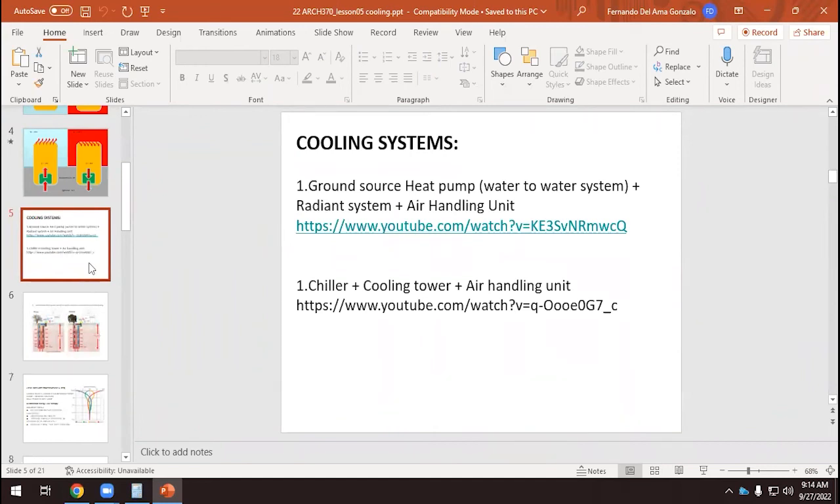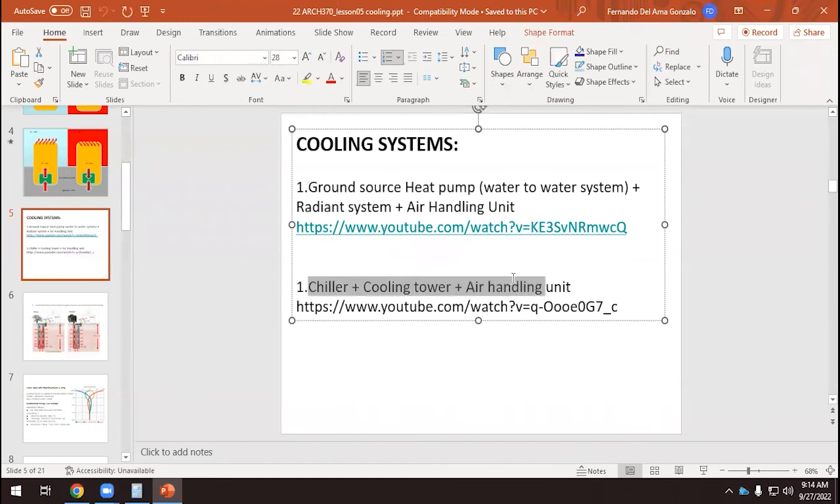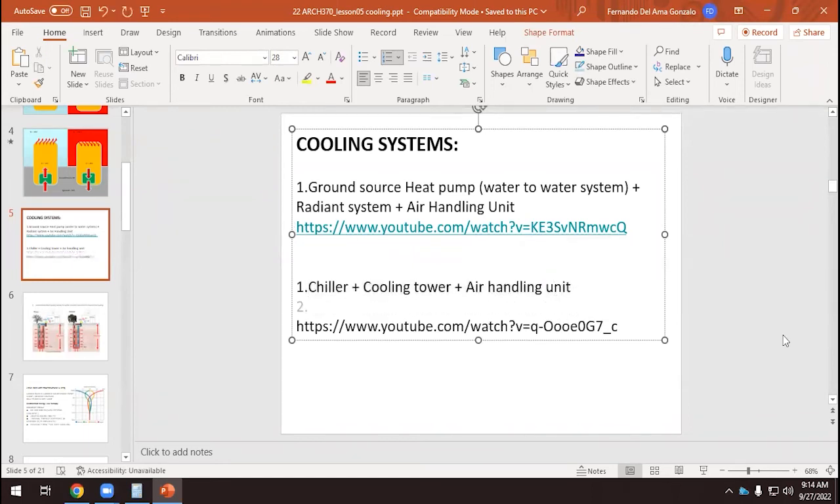The cooling systems, well, I'm going to explain two different systems here. This is the chiller, the cooling tower, or the air handling unit. This one can be divided into, this is a water-cooled chiller.